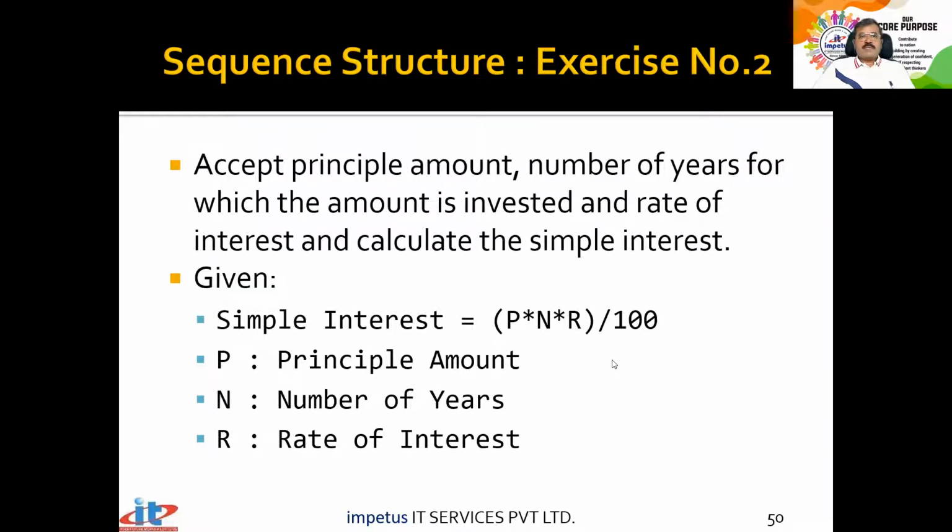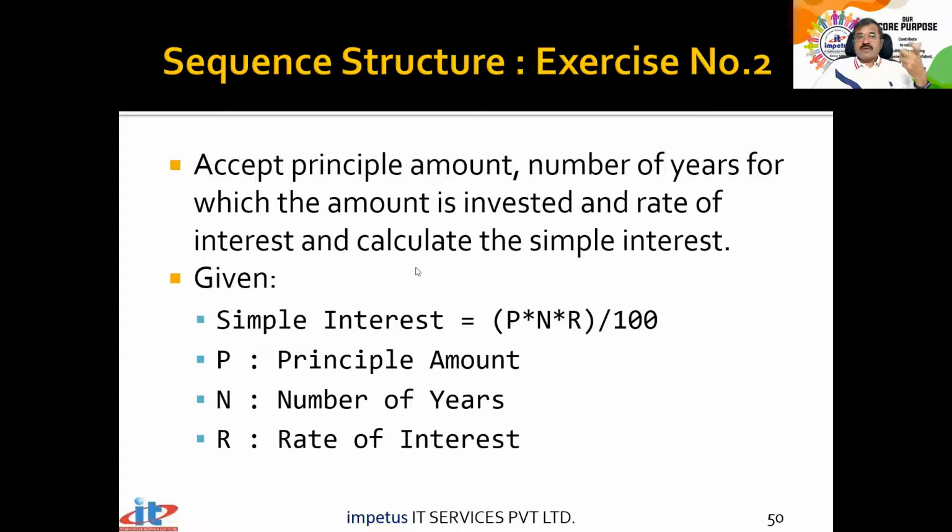Like accepting principal amount, number of years for which the amount is invested and the rate of interest, and we are supposed to calculate simple interest. So this problem is very, very small. Never in your life will you come across a 3 lines problem, or this is only 1 line. But even then we can say calculation of simple interest could be a definition for us.